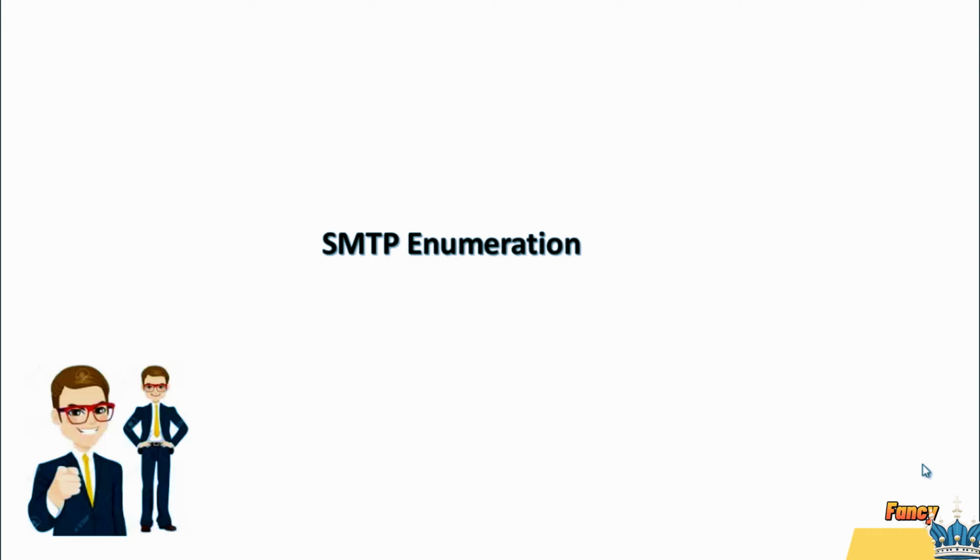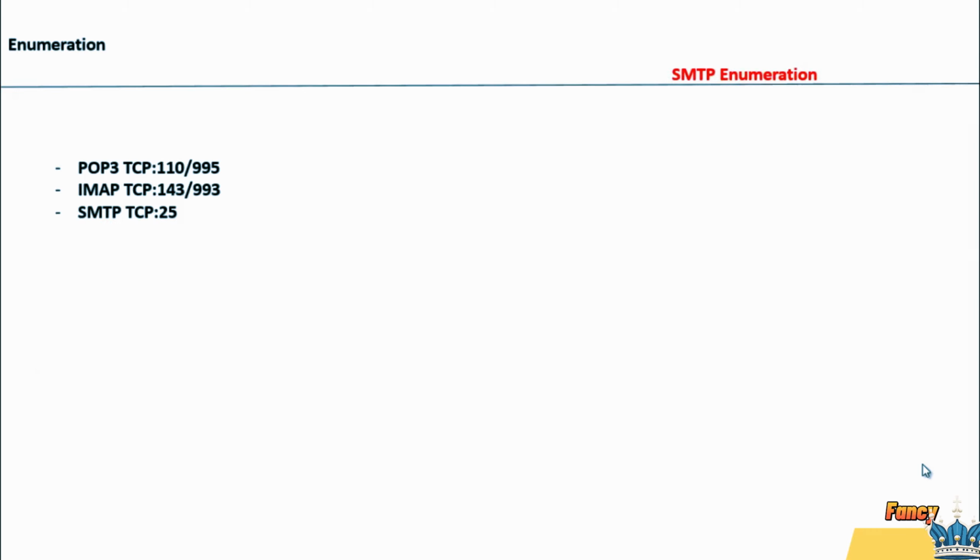SMTP enumeration. Basically, email servers use SMTP to send email to the target email ID. Here you can see mail servers basically use POP3, IMAP and SMTP. POP3 uses TCP ports 110 and 995, IMAP uses TCP ports 143 and 993, and SMTP uses port number 25. So here I will show you how we can enumerate the SMTP port to confirm which email IDs are present on the target mail server as a recipient or as a sender.